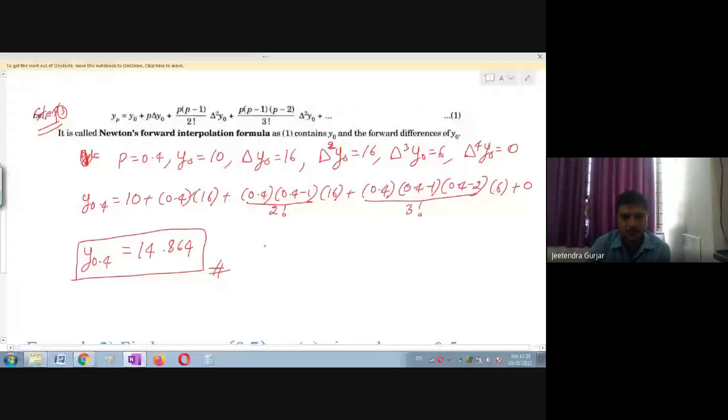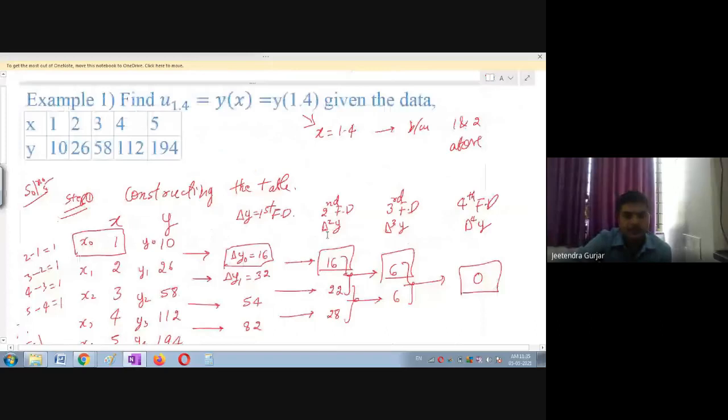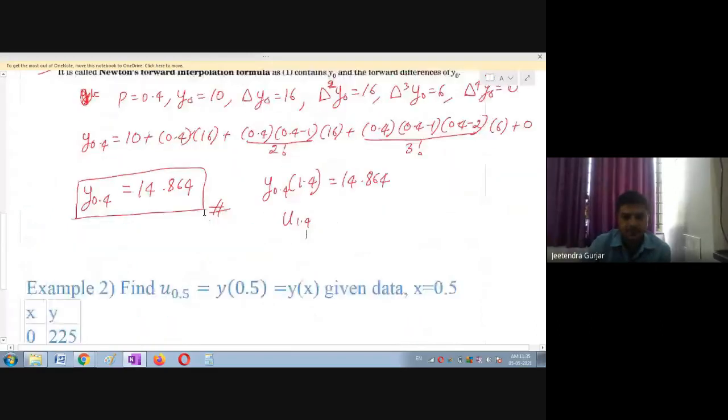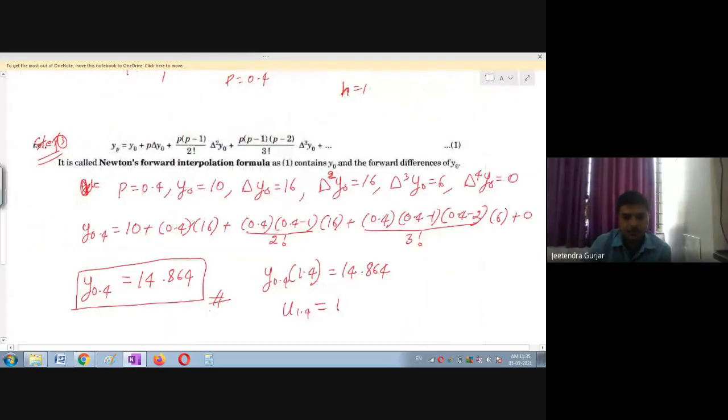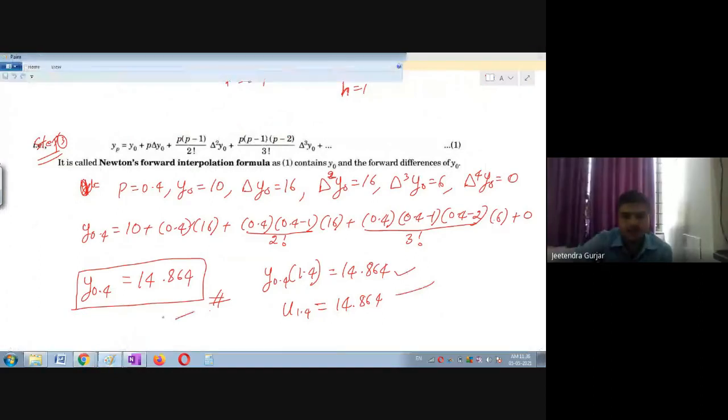Okay, fine. So this is y of 0.4, 1.4. Okay, so this is 14.864. Or this is also written like this: y of 1.4, y of 1.4, right? It is written like this. So let them ask. Continue with the same procedure, students. Okay. So nearly you should get it 14.